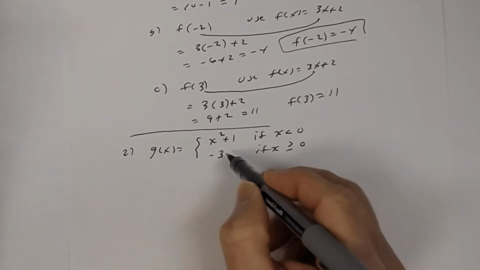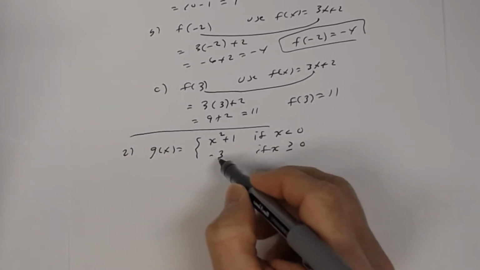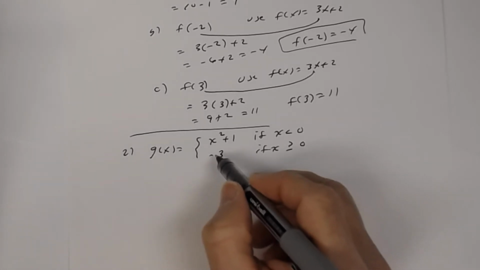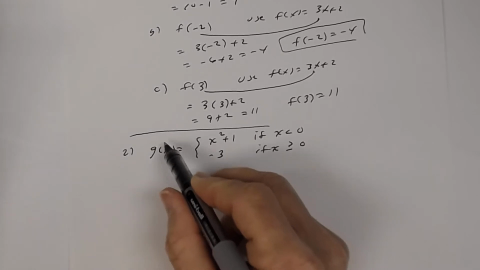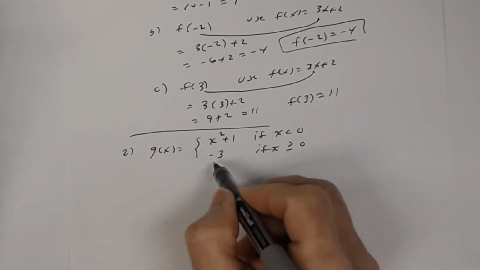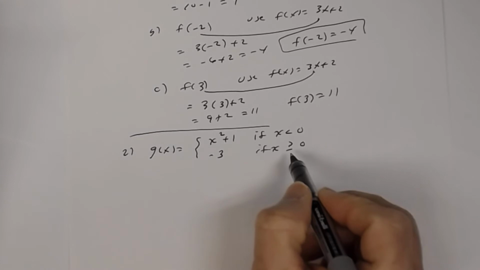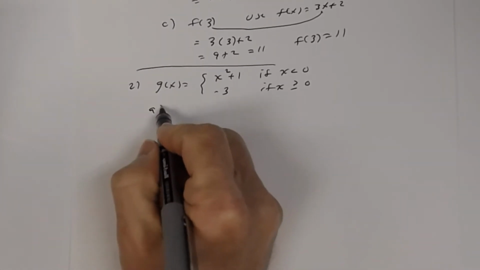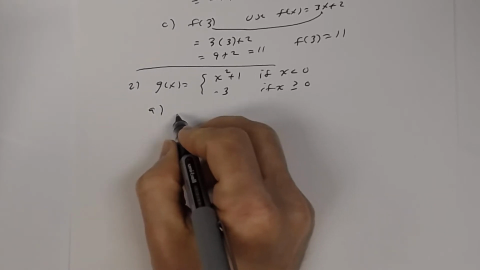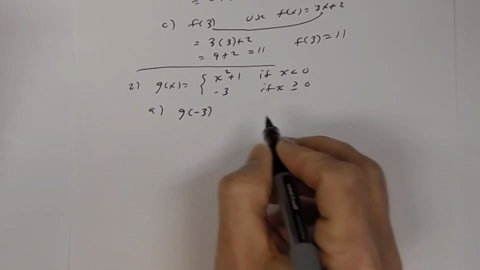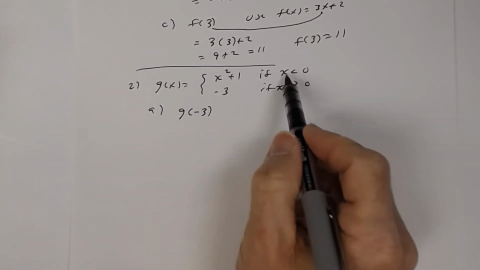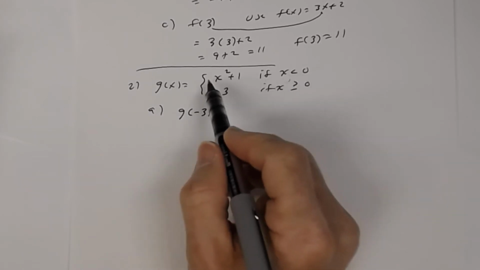Now, don't let this little part here confuse you. You see there's no variable. That's fine. Just make sure you know what that means. Since there's no variable with this negative 3, that's a constant. So that says that my y value will always equal negative 3 when this occurs. Okay? All right, so let's look at part A. So in part A, you want to find g of negative 3. Notice that x is negative 3, so that's a true statement here. Negative 3 is less than 0, so I'm going to use this one.